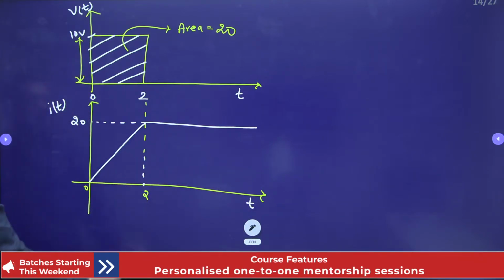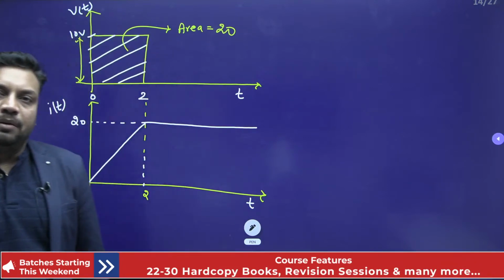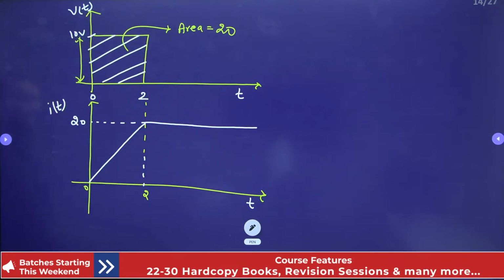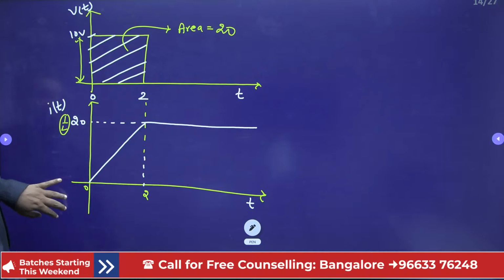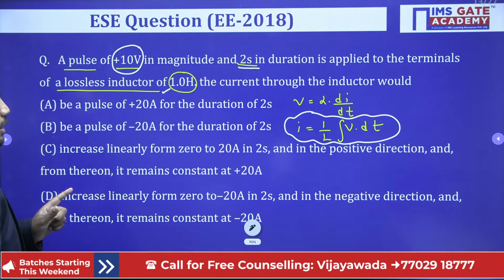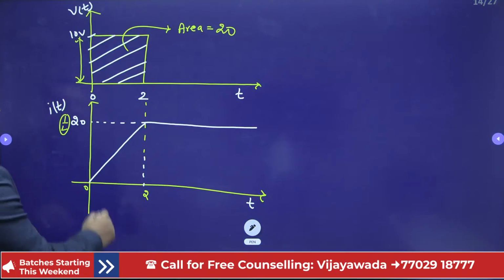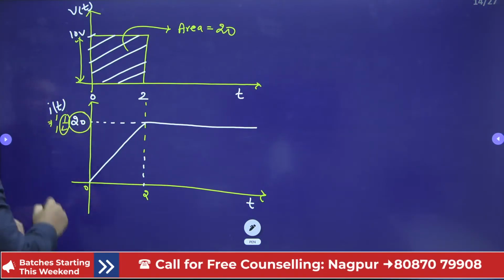I hope this part is crystal clear to you guys. Tell me yes or no. Now we also have to multiply with 1 by L, and the L value is 1 Henry. Because the L value is 1 Henry, the waveform will not be affected, because if you multiply by 1 by 1, it will be 20 only.